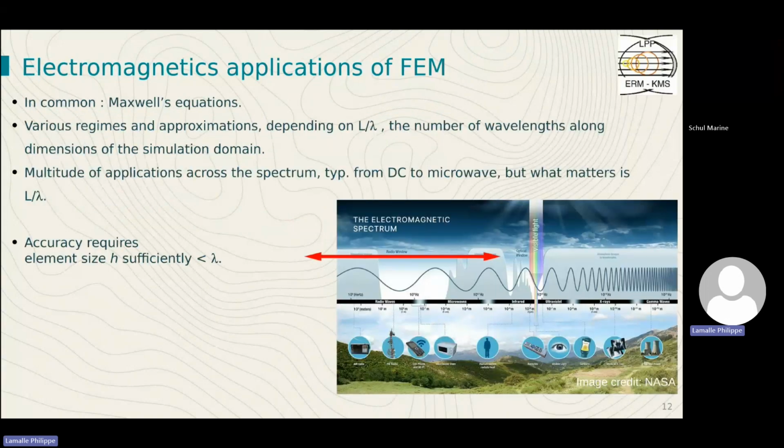The electromagnetic applications are really very broad, and various approximations are made depending on the ratio of the problem size to the wavelength. Typically the applications are across the electromagnetic spectrum. Many of them are from DC, so even electrostatics, to the microwave range. But actually, if you study a very small domain, you can even study optical effects, since they are governed by Maxwell's equations. So these methods are really of very broad applicability.